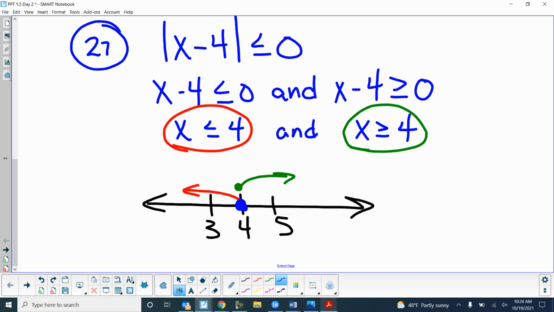Nothing else will work. You know, if I pick 3, 3 minus 4 is a negative 1. Well, the absolute value of negative 1 is positive 1, and that's not less than or equal to 0. If I pick 5, 5 minus 4 is positive 1. Absolute value is also 1, and that's not less than or equal to 0. Okay? If we flip that around and make it greater than or equal to 0, that's when you put the two graphs together. So what's the answer then?